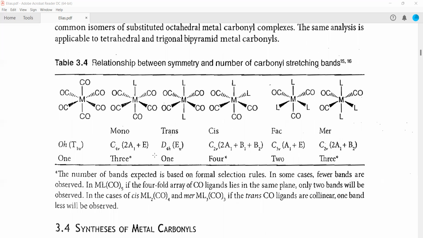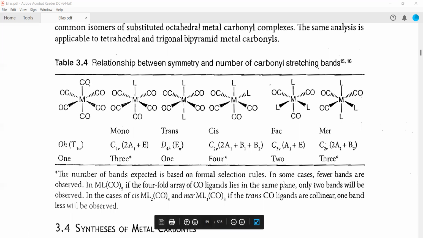So table 3.4 tells you the relationship between symmetry and the number of carbonyl stretching bands. In this complex, which is a homoleptic metal complex, there are 6 carbonyls. For this, you're getting only one. How many IR bands will you get for this complex?